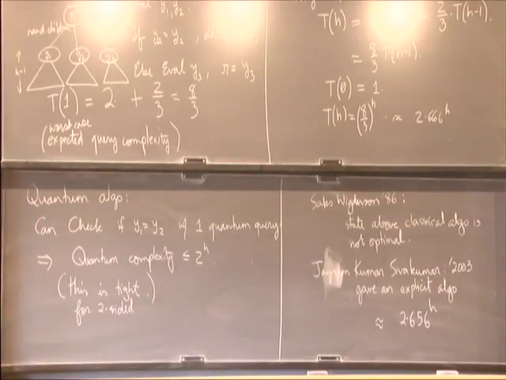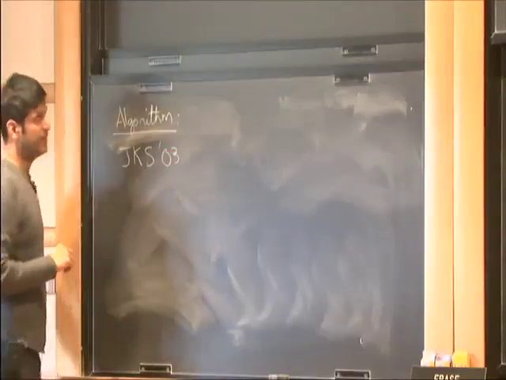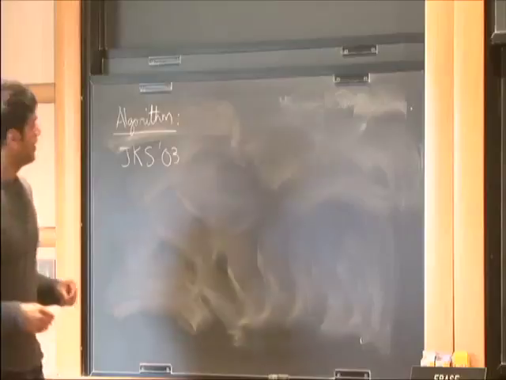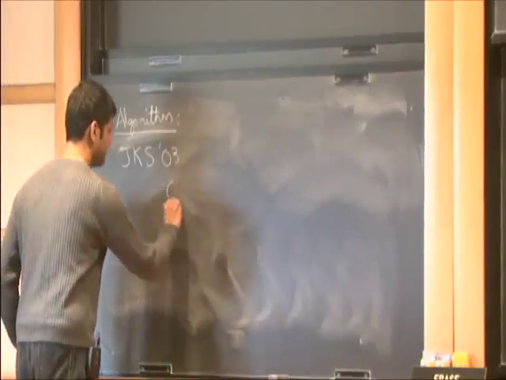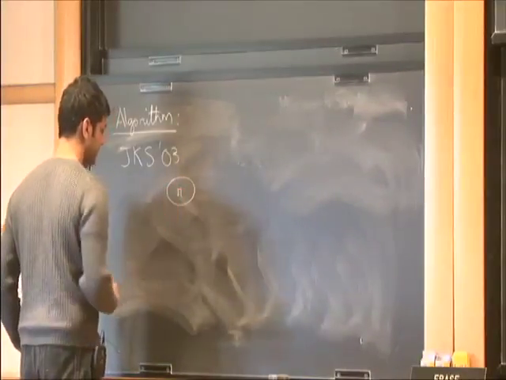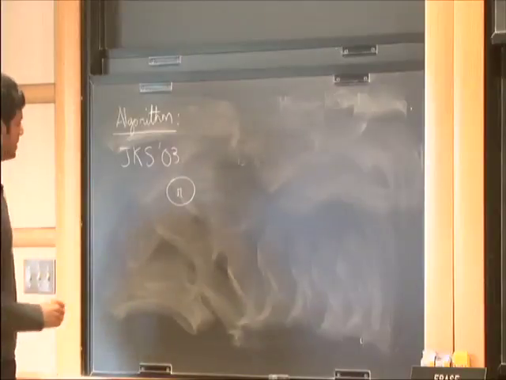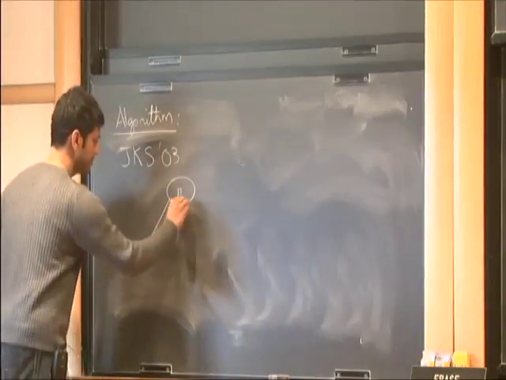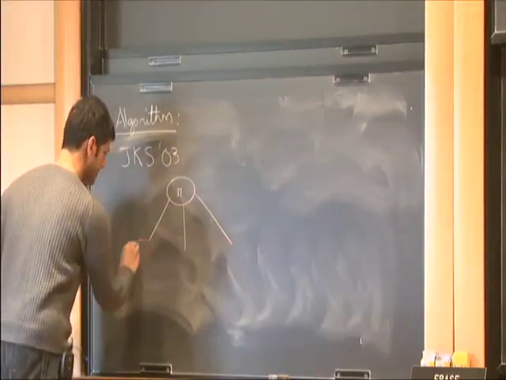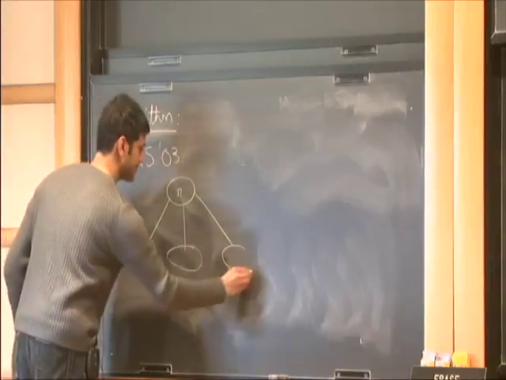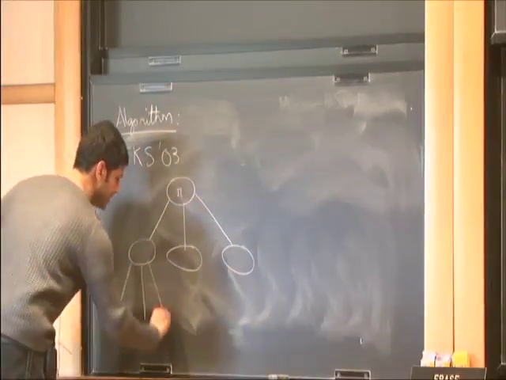So the JKS algorithm takes this a bit further as follows. So let's look at, so it's easiest to understand if you look at a height 2 formula. So you have a tree on 9 nodes.